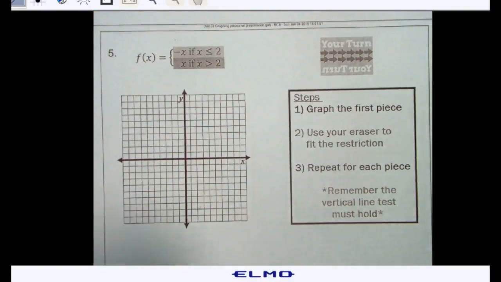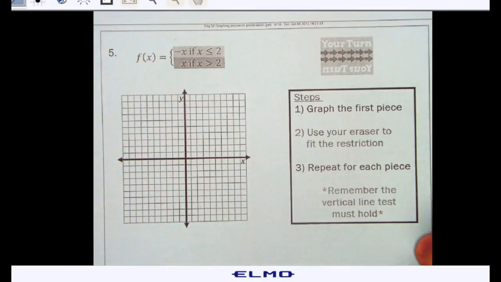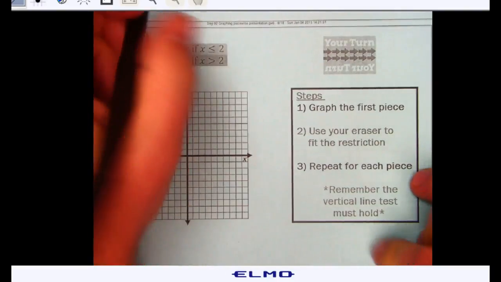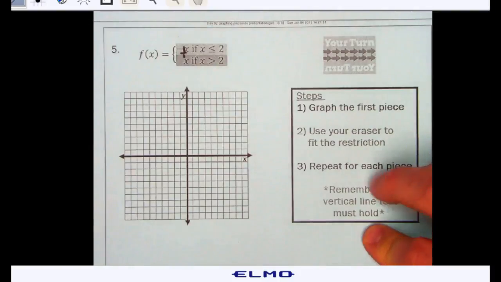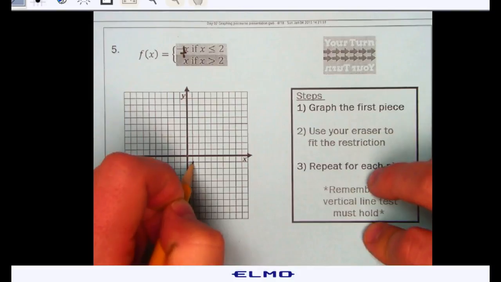So the directions are right here on the side. First, graph it. Graph the first piece. So graph negative x. Go ahead and do the graph negative x across the whole thing. If you need a reminder, just know that's negative 1 over 1x, right? So I'm going to start at 0, go down 1 over 1.